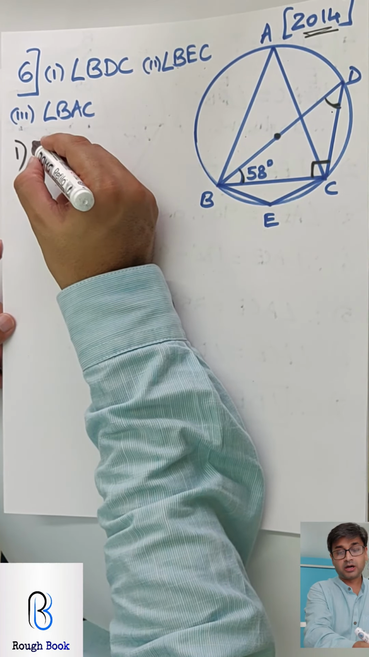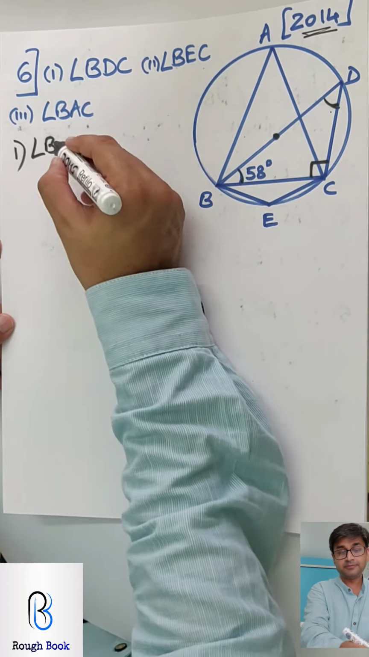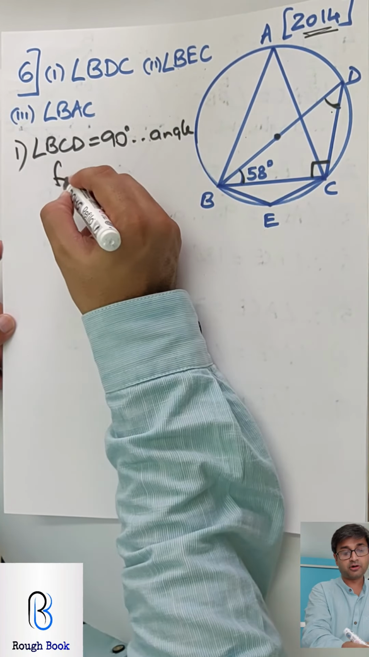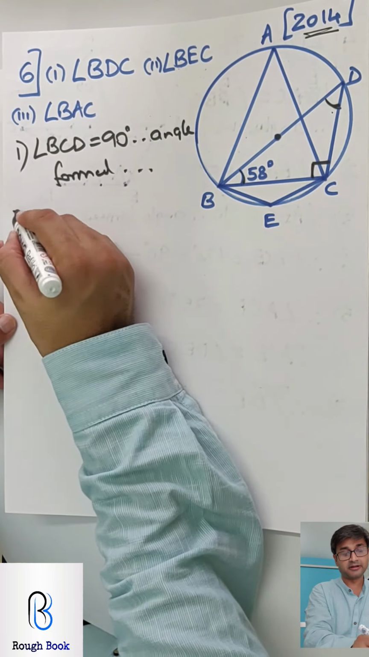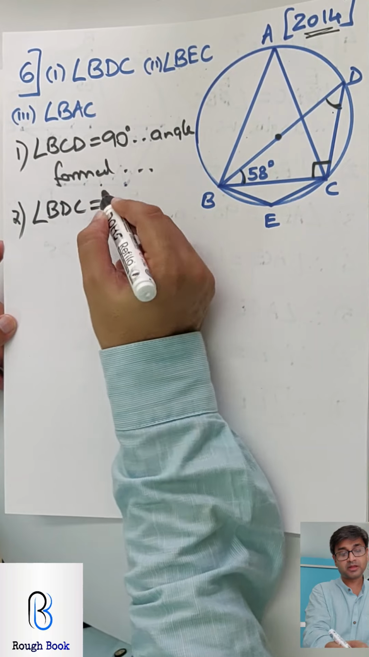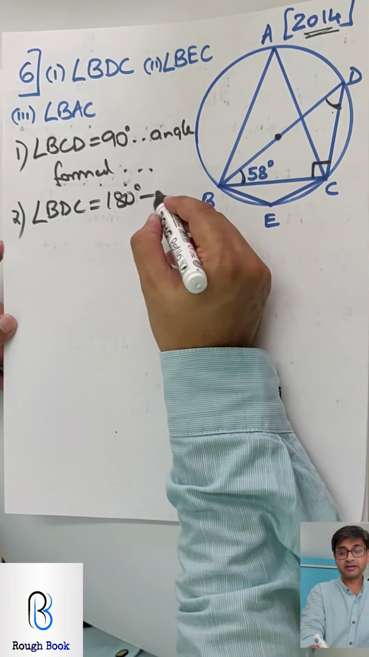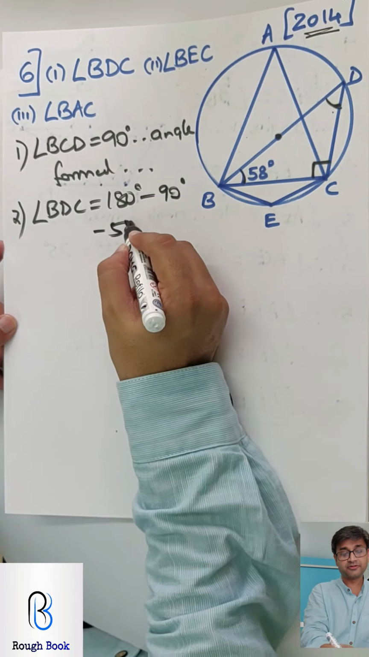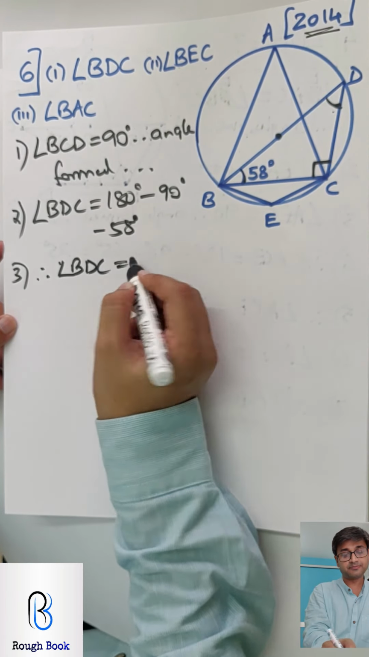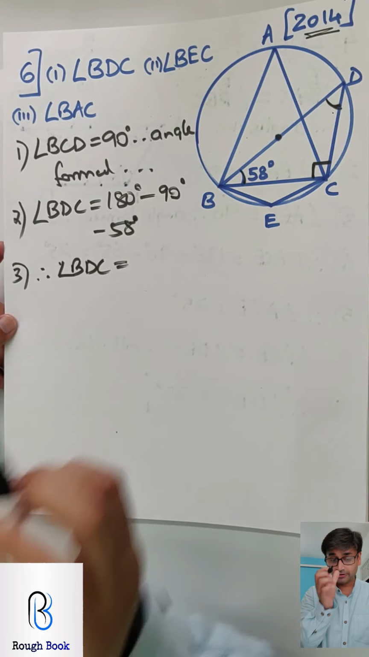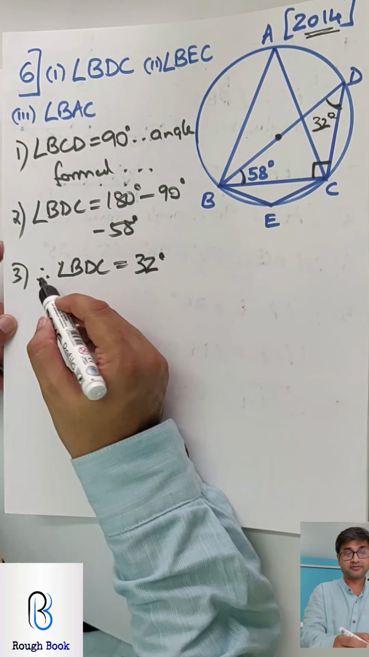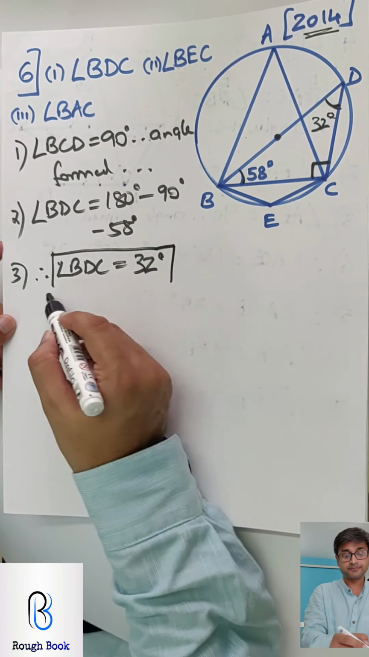So number 1, I will say angle BCD is equal to 90 degrees. Angle formed in a semicircle is a right angle. So I get this 90. Now for this one, angle BDC, that will be 180 minus 90 minus 58. So therefore angle BDC, so 90 minus 58 will be 32, 50, 80, yeah, 32. So we get this 32 as the first angle that was asked.